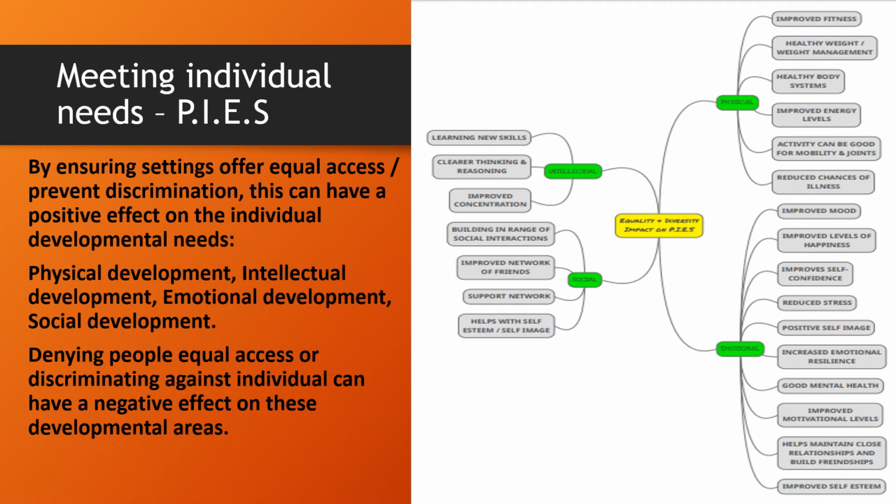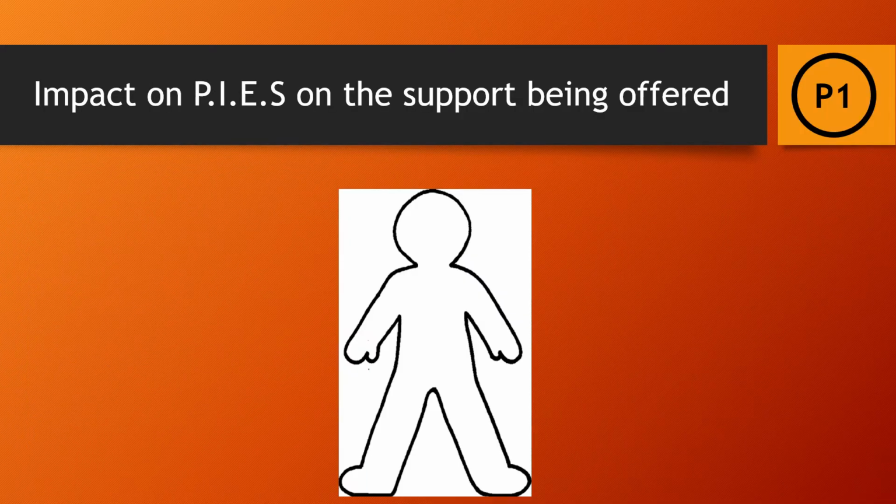Now, coming back to PIES, I've mentioned it a couple of times already. PIES is physical, intellectual, emotional, and social development. And there are lots of different avenues with these. Really, when we're talking about these support arrangements, we need to come back to PIES. Is the support having a physical effect, or helping them emotionally, socially, or intellectually? There are some examples of these on the slide at the moment.